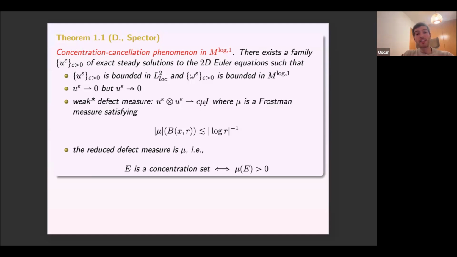To be more precise, this measure is the weak-star limit of these quadratic terms, and these quadratic terms are usually called in the literature the weak-star defect measure. Note that in general, the weak-star defect measure may not coincide with the reduced defect measure, but in this particular scenario, they coincide. Both are equal to this Forssman measure with logarithmic decay as r goes to 0.